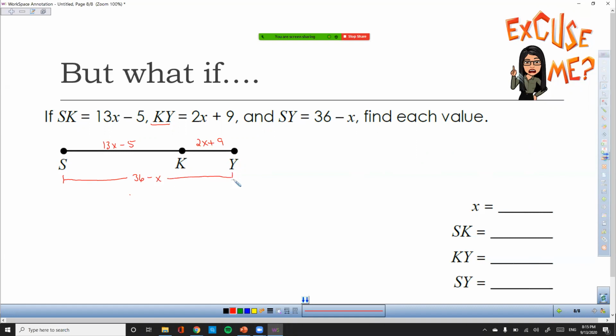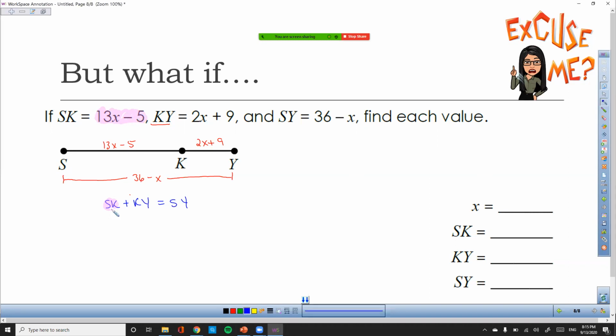So to solve it, what I need to do is set up my segment addition postulate. And my segment addition postulate is, I know that the length of segment SK plus the length of segment KY is going to equal the length of segment SY, from S all the way to Y. That right there is my segment addition postulate. And so all I'm left to do here is to go ahead and substitute the information that I know. I know that the length of segment SK, they told me, is 13x minus 5.